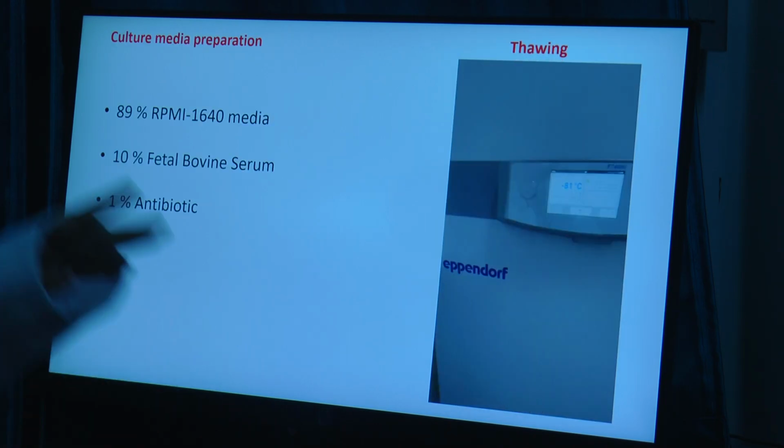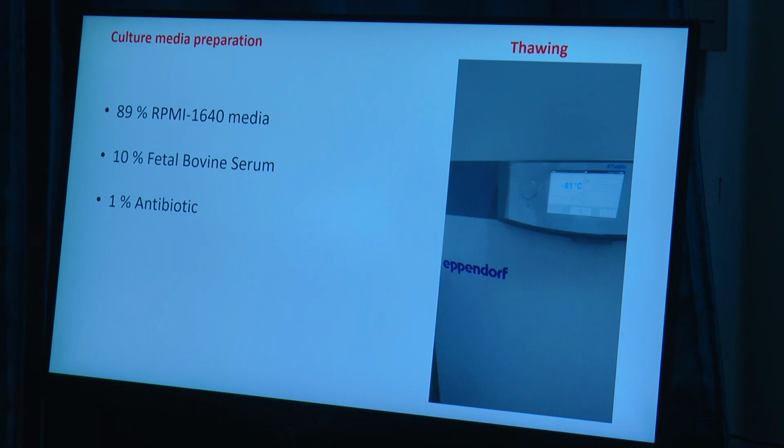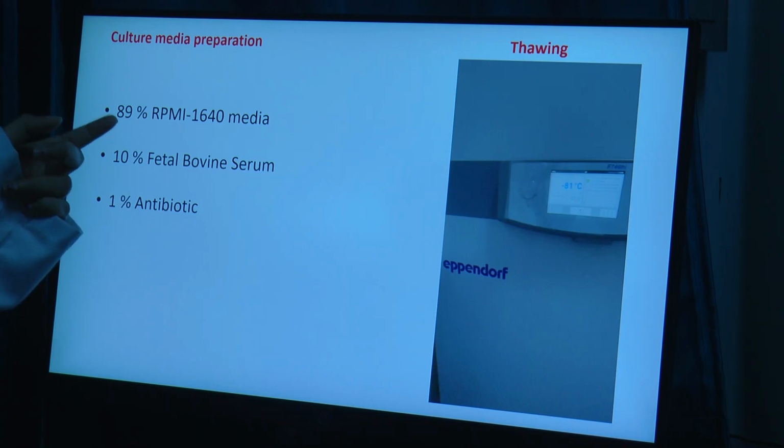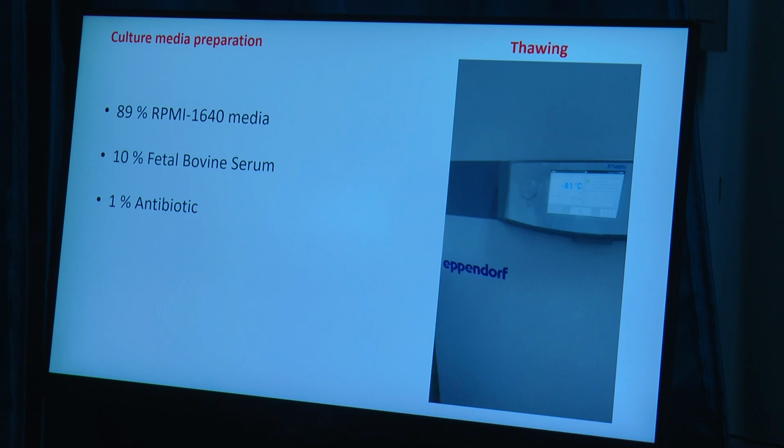These cells are from humans, so they have certain conditions inside our body. If we want to culture them outside, we have to provide all those things. This is the concentration of the media which we need. First is the RPMI media. This is a ready-made media which we can obtain, and it contains all the amino acids and nutrients which the cells may need.